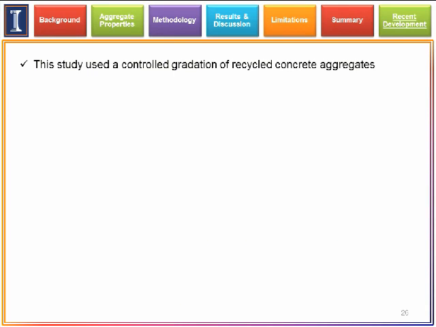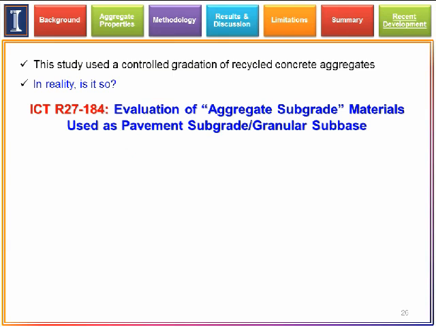But this study used a controlled gradation of recycled concrete aggregates. But in reality, is it so? In reality, are we using this type of controlled materials? Maybe not. So that's why here comes the project. We are yet to start this project for the evaluation of aggregate subgrade materials used as pavement subgrade and granular subbase.